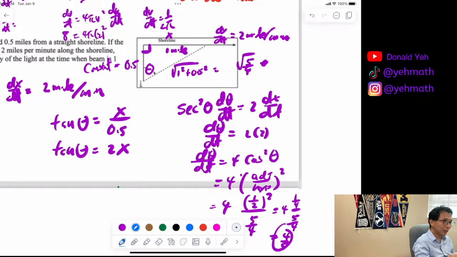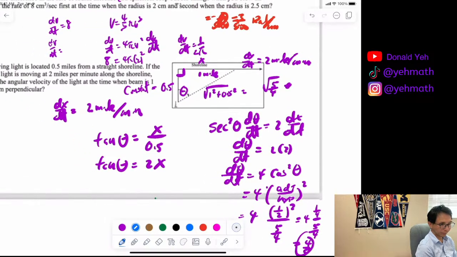Because something divided by 0.5 is something divided by 1/2. Something divided by 1/2, keep change flip, is 2x. Oh, yeah, and then squared, so 2 squared.